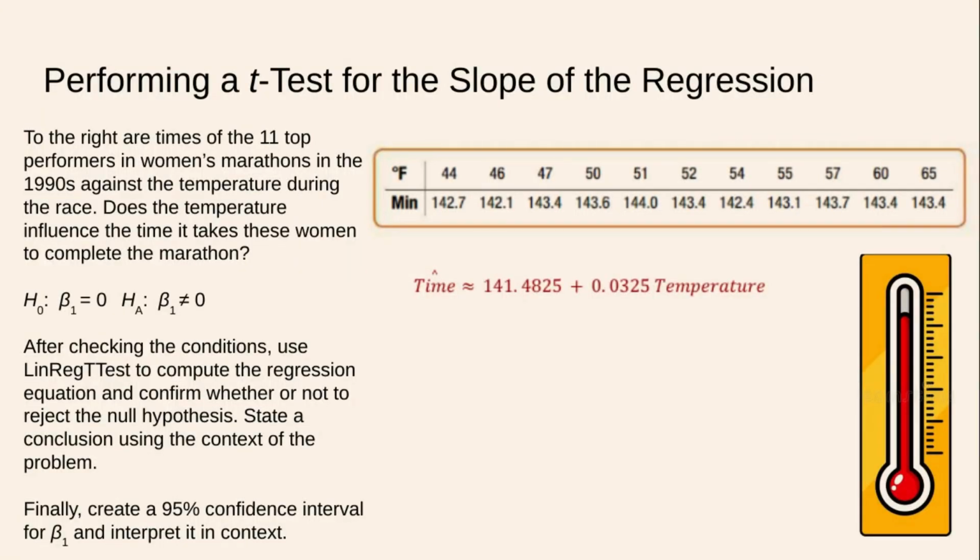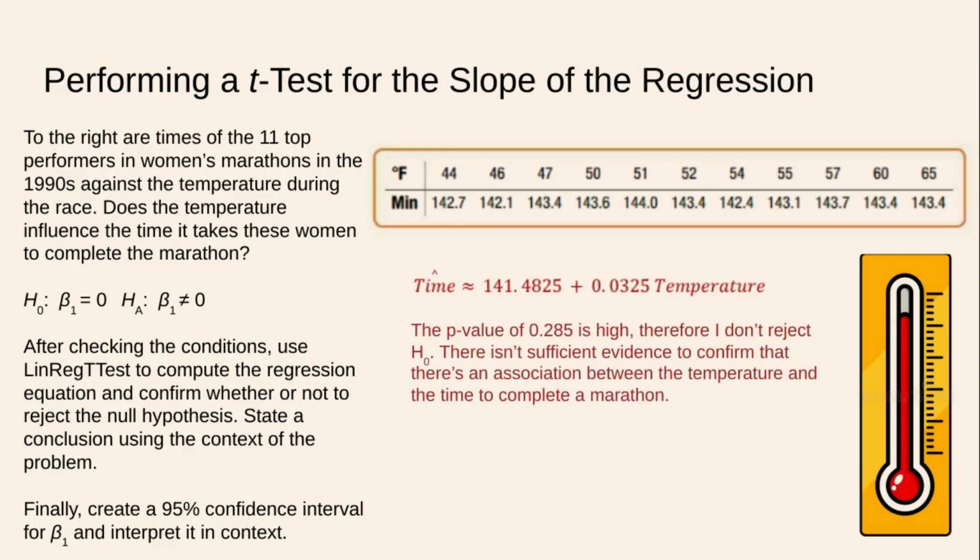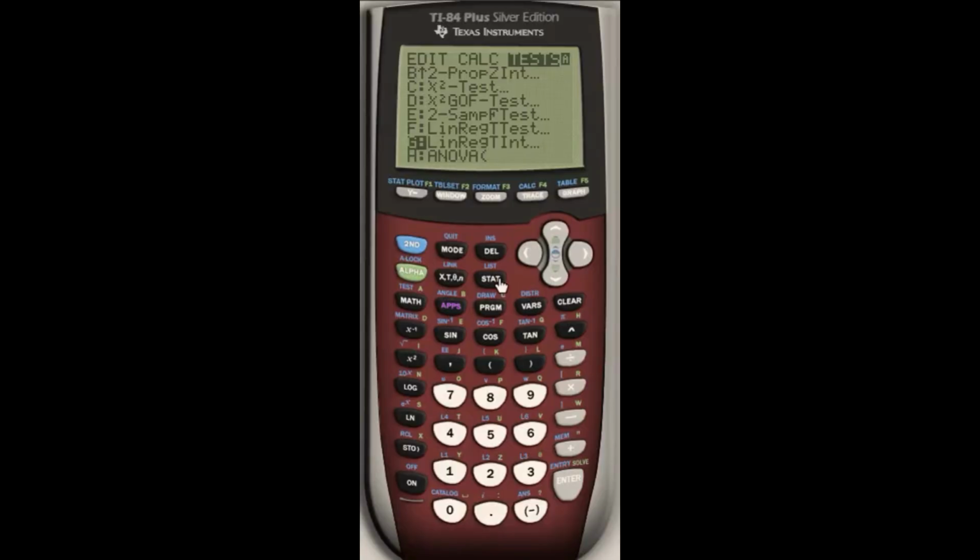However, this regression line is not a terribly good predictive tool because of that p-value. The p-value of 0.285 is high. Therefore, I do not reject the null hypothesis. There is not sufficient evidence to confirm that there is an association between the temperature and the time to complete a marathon. Now let's find a confidence interval for beta 1 in LinRegTInt.